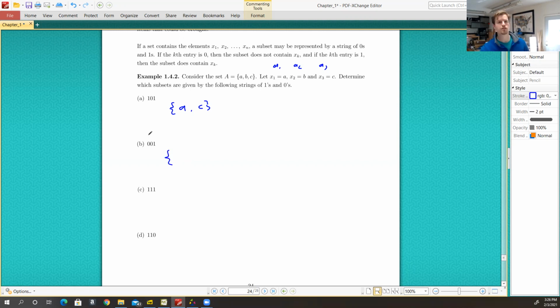A1 being 0 says don't include x1, so we do not include A. A2 being 0 says we do not include x2, so we do not include B. And A3 being 1 says we do include x sub 3, which is C. And then similarly, 1, 1, 1 says include all of them. And 1, 1, 0 says include only A and B.